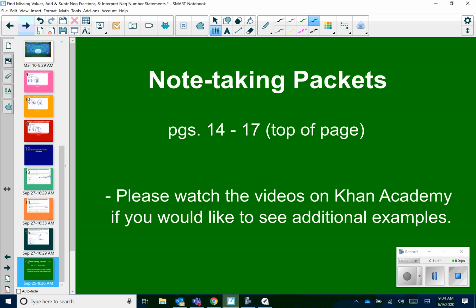Okay, the correlating pages in your note-taking packets are pages 14 through 17 to the top of the page. And just as a reminder, you can always watch the videos on Khan Academy if you would like to see some additional examples. Please feel free to email myself or Mr. Lab with any questions that you have.